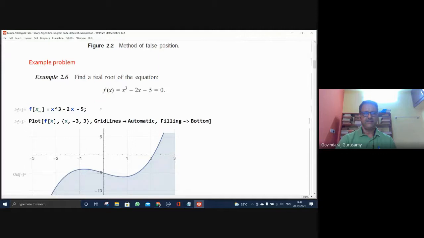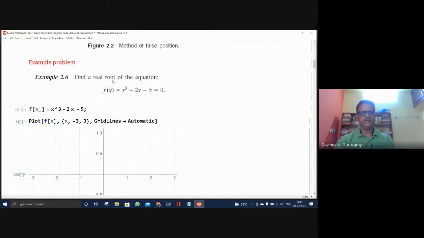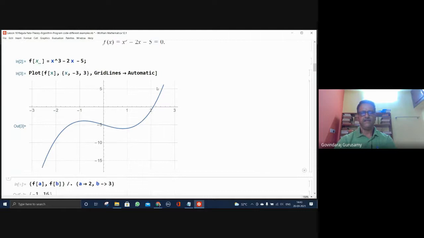What we do, we'll reproduce the results given in the text. Find the real root of the equation x cubed minus x minus 5 equal to 0. This is your f of x, and make a plot using the filling option. If I don't add this, this is the curve that we have, and for a better representation, we add the filling.